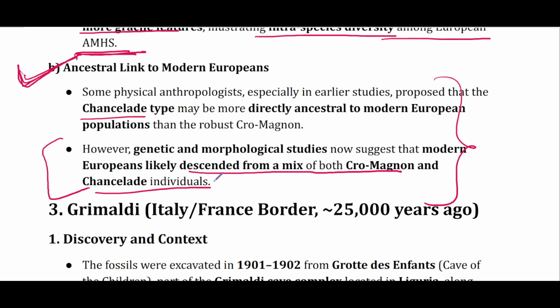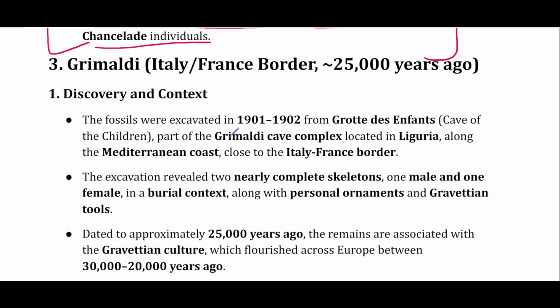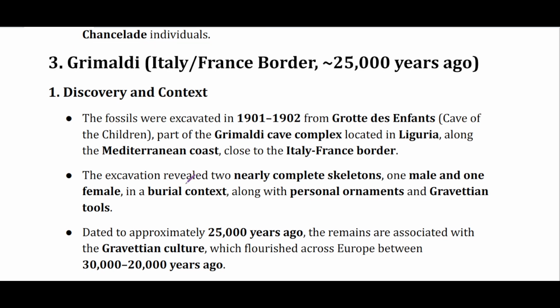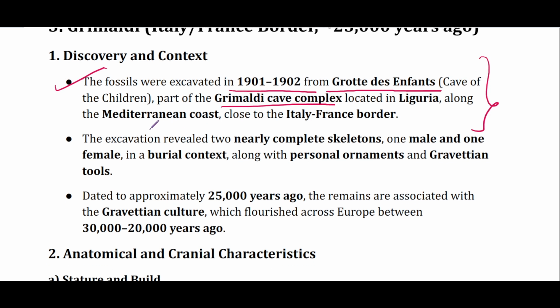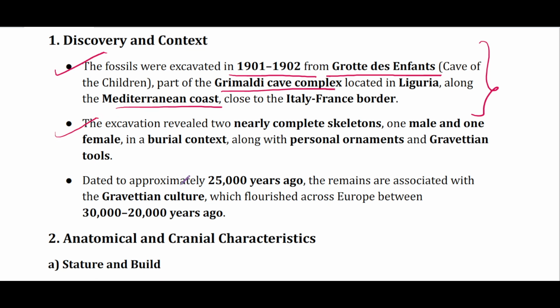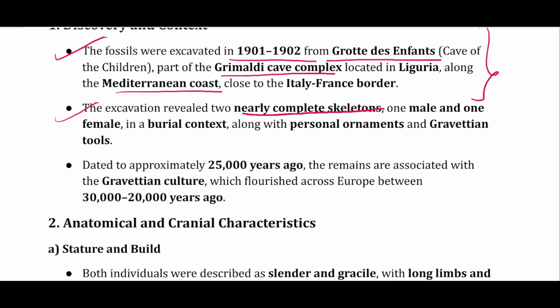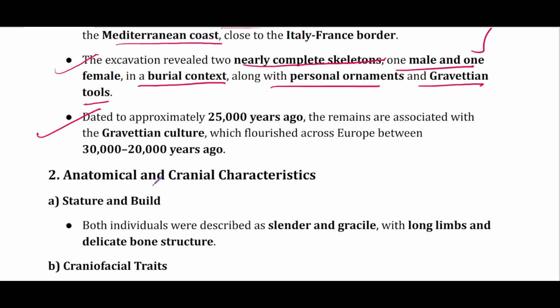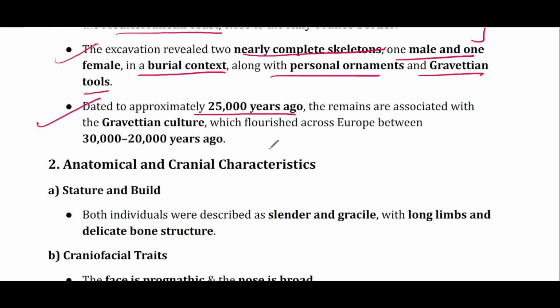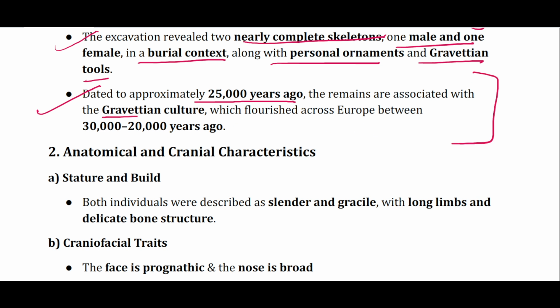Now the third evidence, third fossil from Europe, Grimaldi, Italy, France border, 25,000 years ago. So these fossils were excavated in 1901 to 1902 from this Grotte des Enfants, Cave of the Children, from Grimaldi Cave Complex in Liguria along Mediterranean coast. And the excavation revealed two complete skeleton, one male, one female, in burial context with fossil ornament and Gravettian tools. And these fossils are dated to around 25,000 years ago, and they are associated with the Gravettian culture.